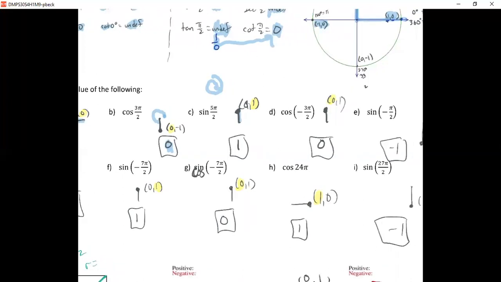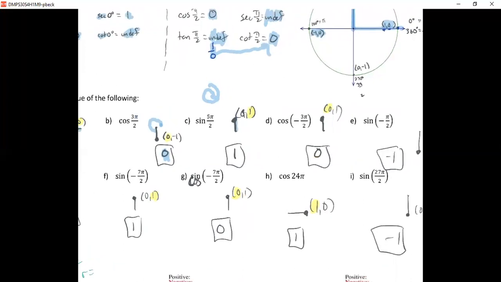Cosine of -3 pi over 2. If I go negative, that would be -1 pi over 2, -2 pi over 2, -3 pi over 2. We're associated with 0, 1 again. And cosine is the x value, which is 0.